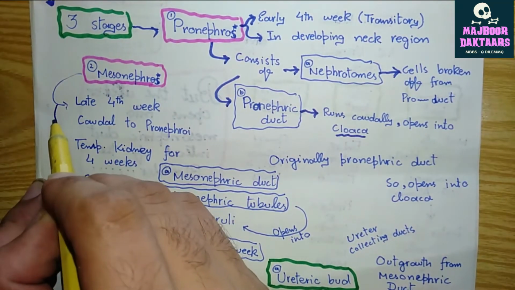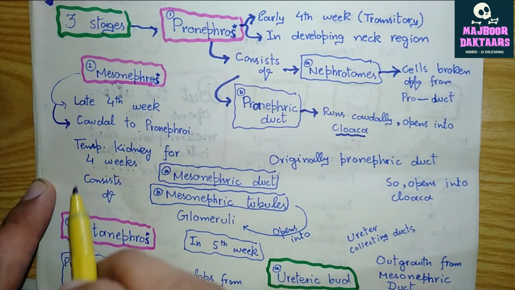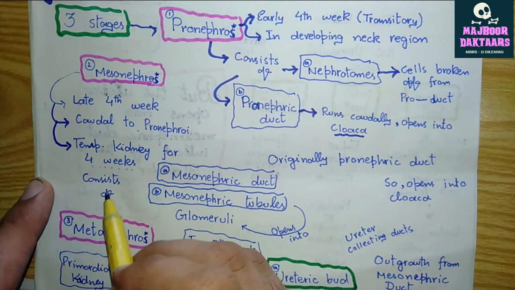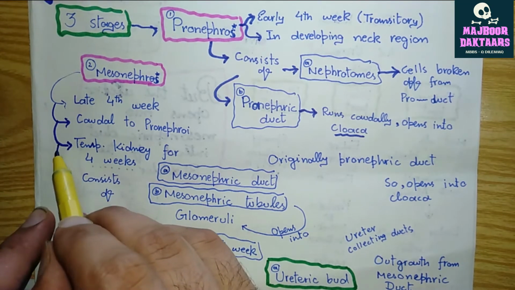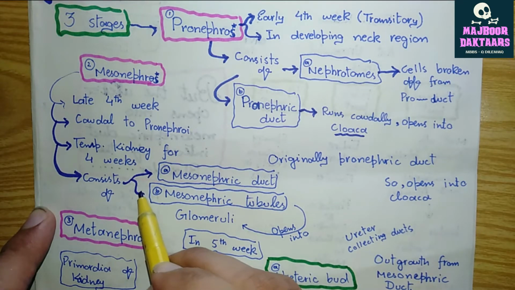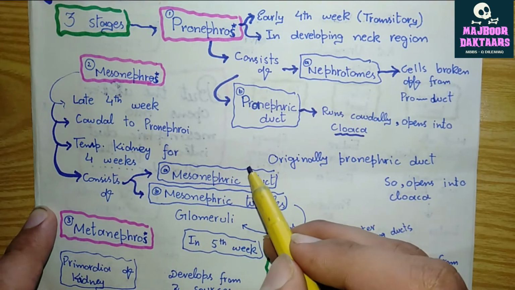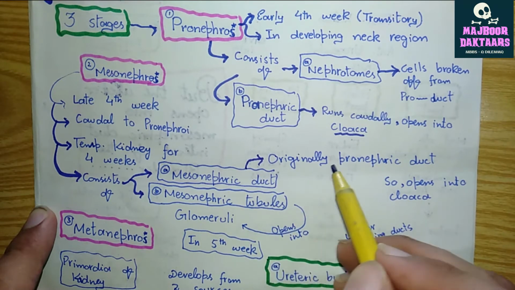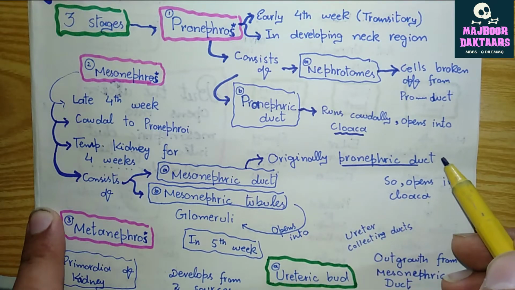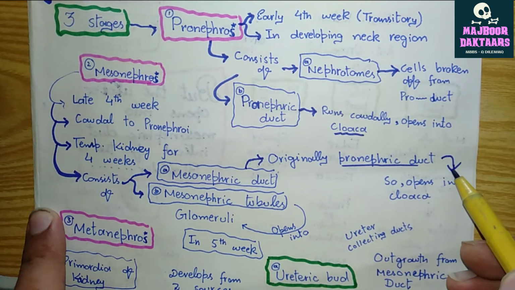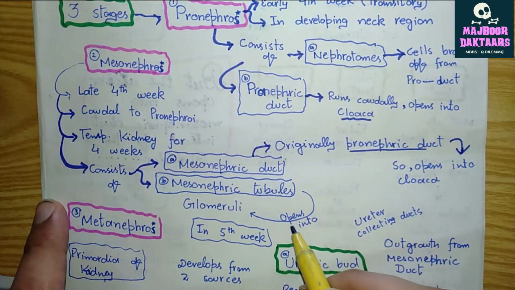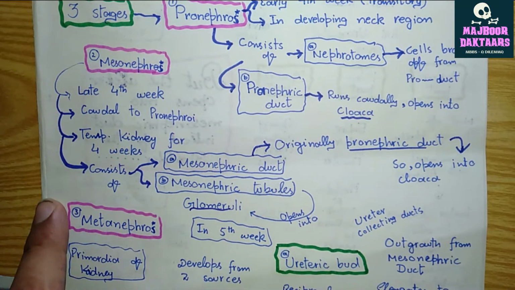At the end of the 4th week, the pronephros stage regresses and the mesonephros stage starts forming. It is formed caudal to the pronephros, and it acts as a temporary kidney for 4 weeks until the permanent kidney is formed. The mesonephros consists of the mesonephric duct and tubules. The mesonephric duct is originally the distal portion of the pronephric duct, so it opens into the cloaca, while from the mesonephric duct arise the mesonephric tubules, which open into glomeruli.